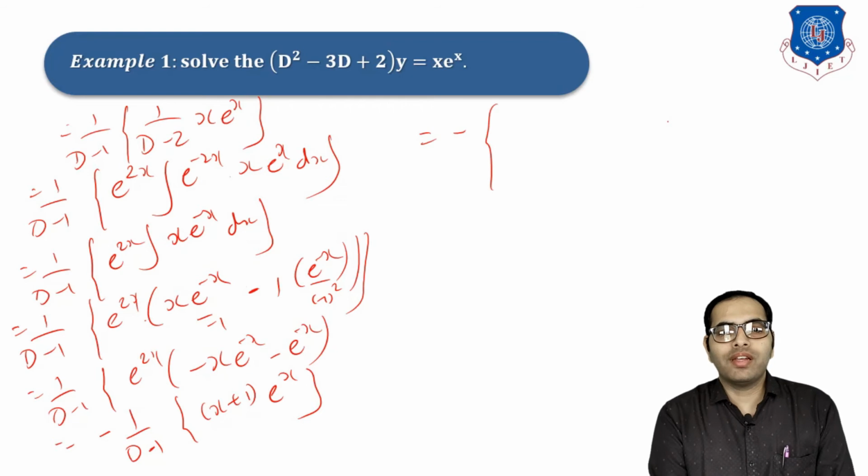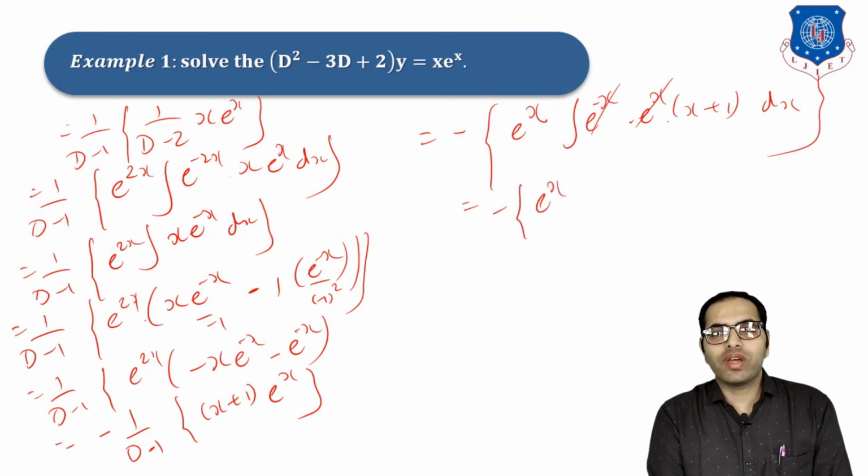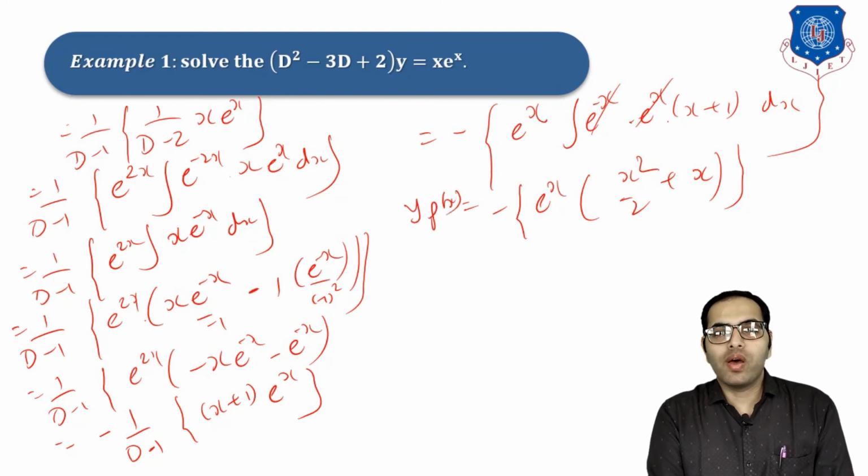Then here minus, again applying this formula, then e^x integral of e^(-x) into e^(-x)... (x + 1) dx. This term will cancel out, then minus e^x kept as it is, integral of x, that is x²/2, integral of 1, that is x. This is our yp of x.